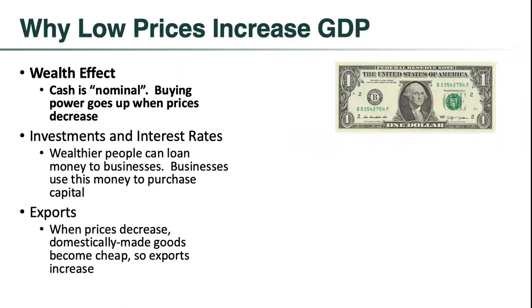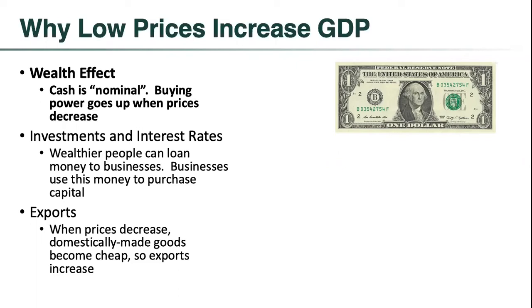There are three primary ways that we think about how lower prices or higher prices, or you can always flip this around to the opposite, increase or decrease GDP. The first one is the basis for all of them, and it's just the wealth effect.